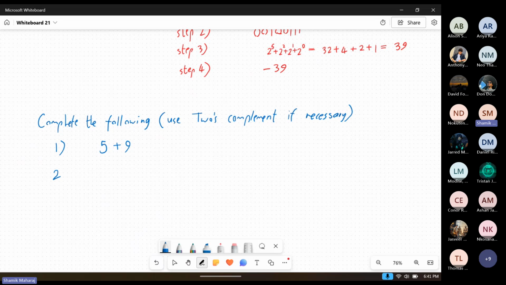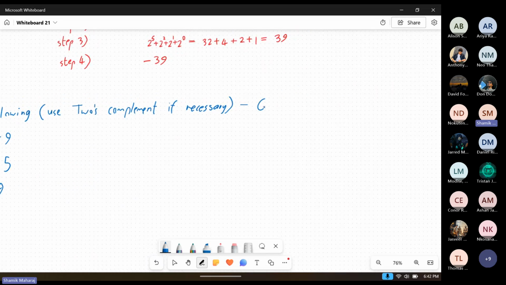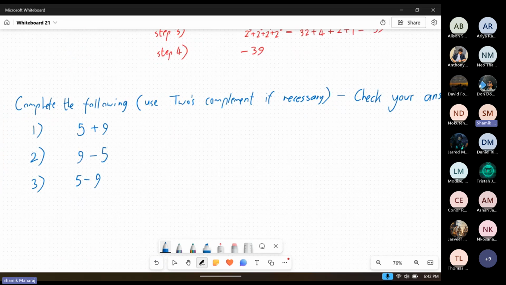2 can be, let's make this 9 minus 5. 3, let's say 5 minus 9. Maybe I should add a layer to this and say check your answer. Once we're done with this question, this is like every possible thing I can imagine they could ask you, including what we've done above. So this is good stuff to make sure we know how to do.